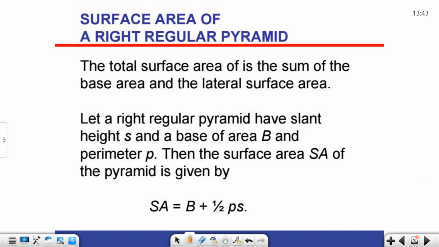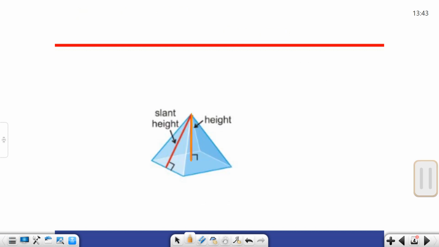If you had a pyramid, it has a different formula. It's 1 times the area of the base, because remember, a pyramid doesn't have a flat top, so it doesn't have 2 bases. That's why it's only 1 base, and it's 1/2 P times S. P stands for perimeter, but S is the slant height. So if you had a pyramid that looks like this, you have 2 different heights. And the best way I can explain the heights is to think about the Bass Pro Shop in Memphis, the one that's in the pyramid.